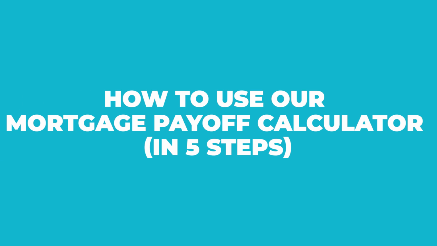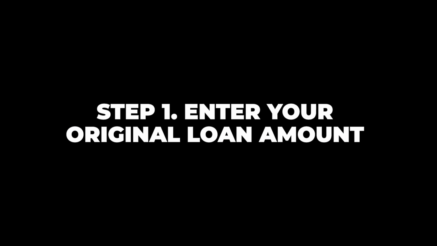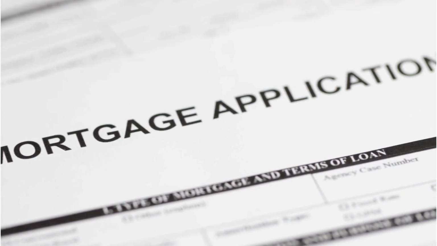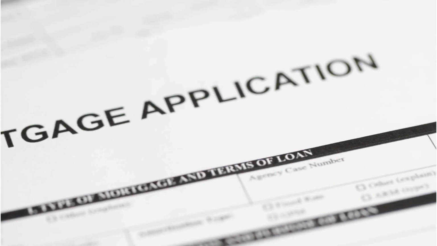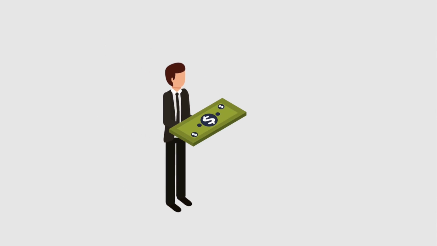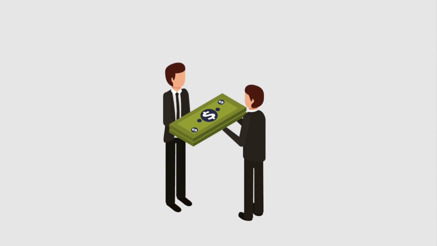Okay, so here's how to use our Mortgage Payoff Calculator in 5 simple steps. Step number 1, enter your original loan amount. To start using the Mortgage Payoff Calculator, you want to input your original loan amount that you started when you got the mortgage. The original loan amount is the amount of money that you financed or borrowed when you took out the original mortgage loan.